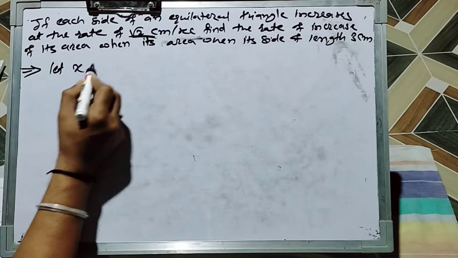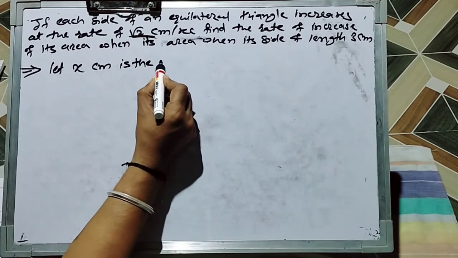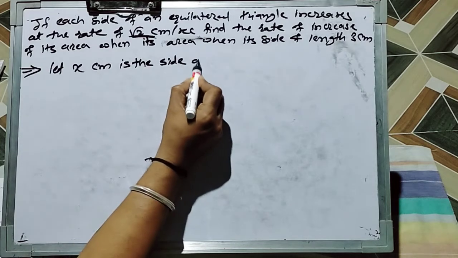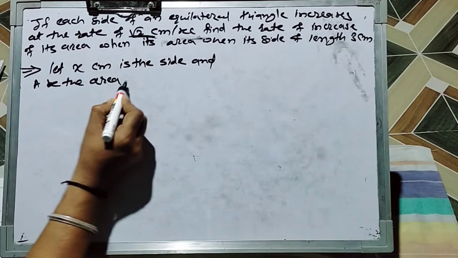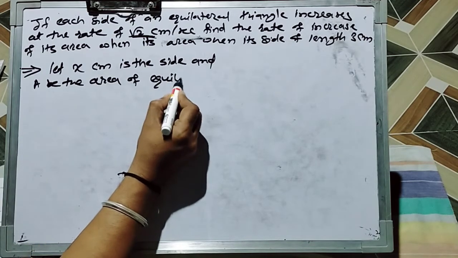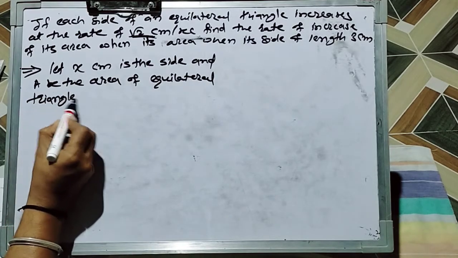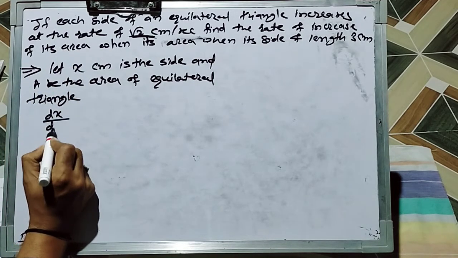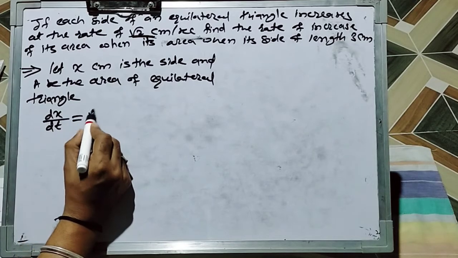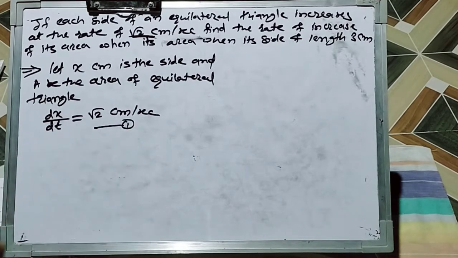So let x centimeters be the side and A be the area of the equilateral triangle. Now here given the change in side is root 2 centimeters per second. So here dx by dt is equal to root 2.